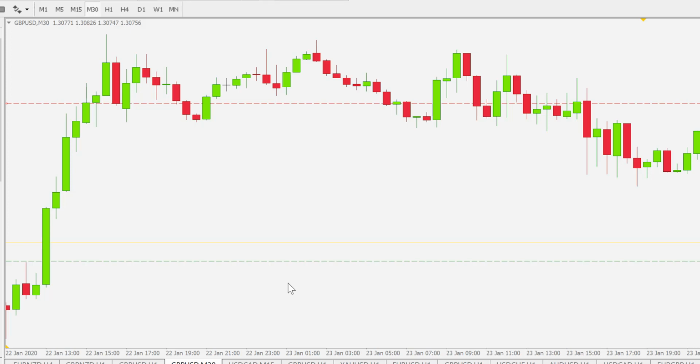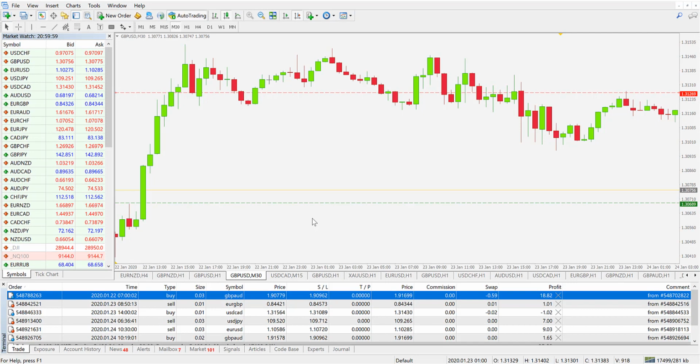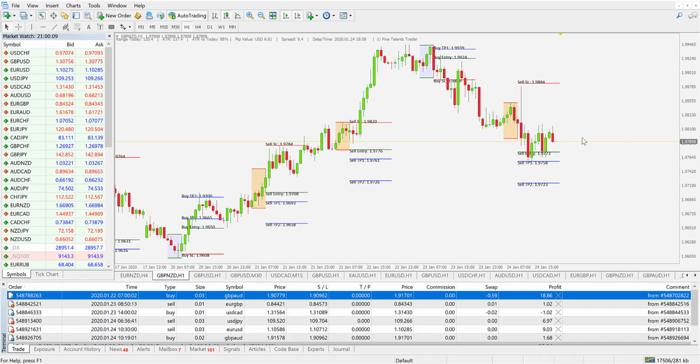Another way to trail stop loss. I showed you where you can use a moving average to trail stop loss. Here you can also trail the stop loss by the candle, as it were. So there are various ways you can do this. There's no one way you can do it.